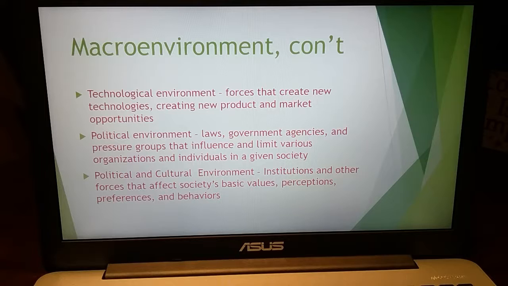Anyway, so that's a real quick overview on the macro and the micro environment. It's important that you understand what's going on all the time. What marketers understand what's going on internally and externally.